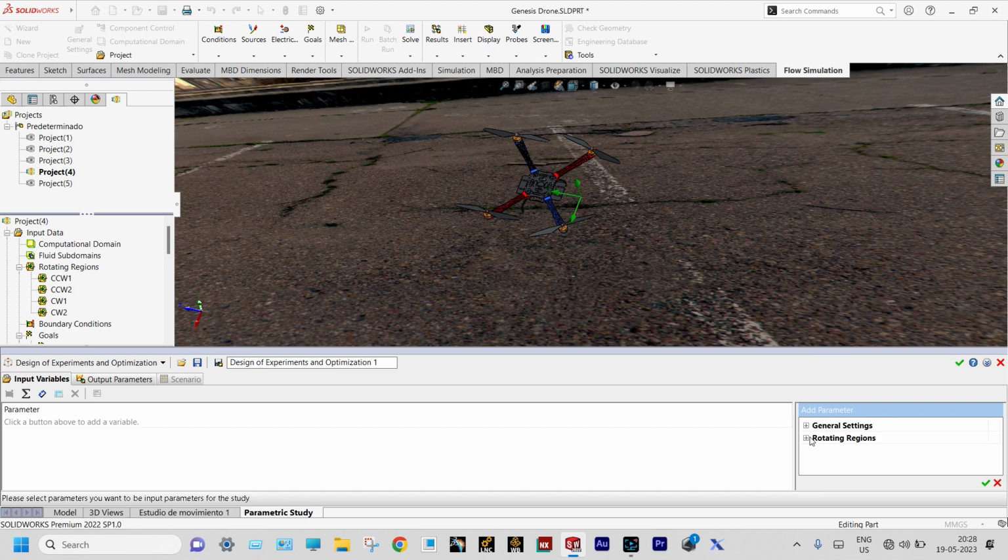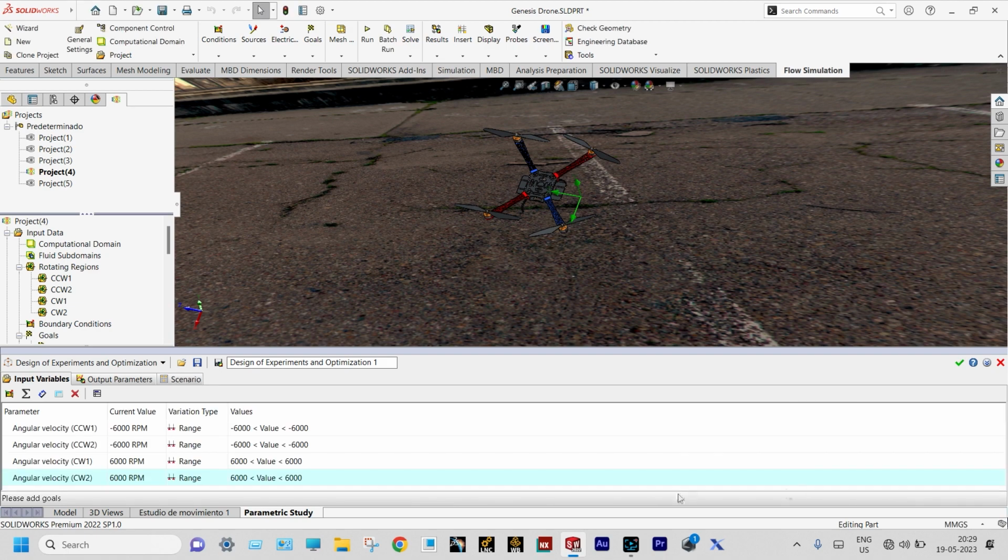That means we want to increase the velocity of these propellers. So we can select all the parameters like this one, angular velocity of the counterclockwise motion of the first rotor. We can select all the parameters. That is counterclockwise motion of the second rotor. This one is clockwise rotation of the first rotor. Again, this one is the last one, that is clockwise rotation of the second rotor. We're considering all the blades.